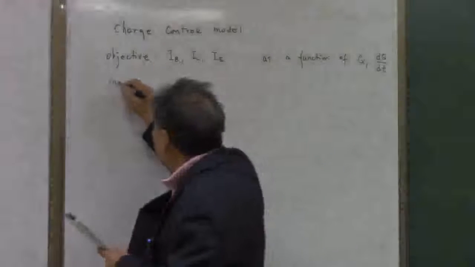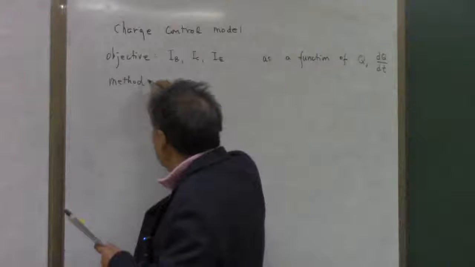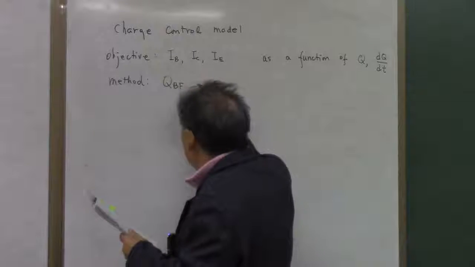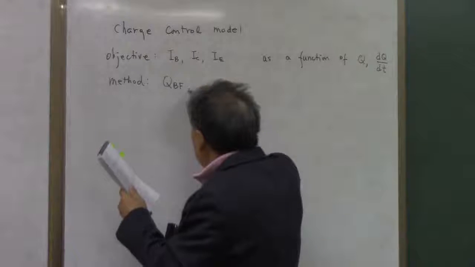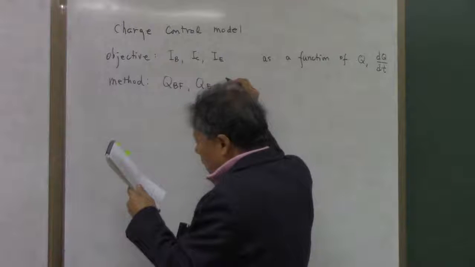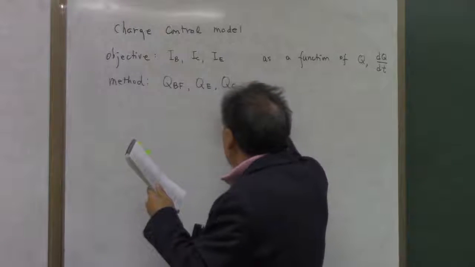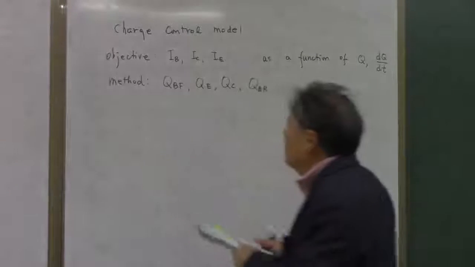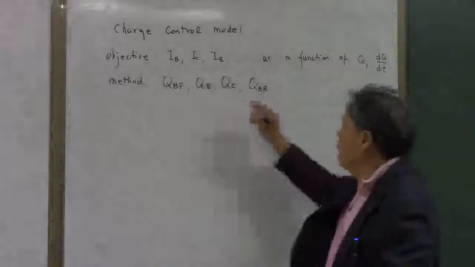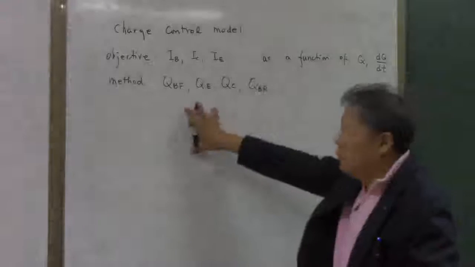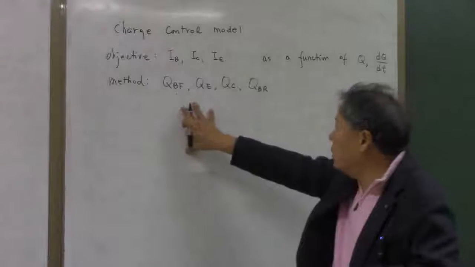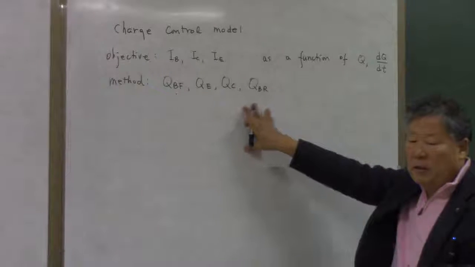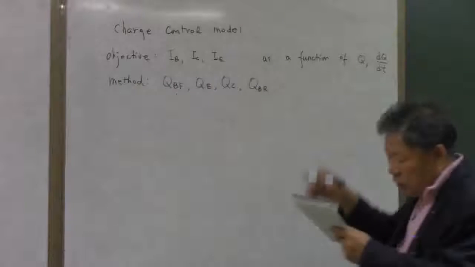How to do it? The method. We want to get the charges on the base, emitter, and the collector, and the reverse biased base charges. We have two charges for the base. One is the forward biased emitter base charge, and the other is the reverse biased base collector charge. Okay.